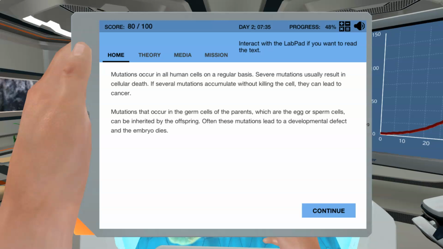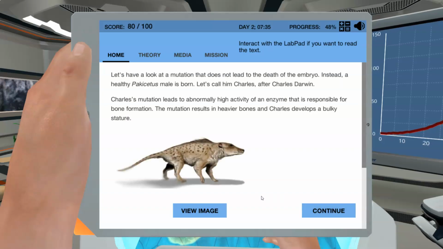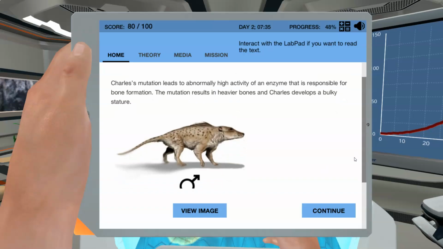Mutations that occur in the germ cells of the parents, which are the egg or sperm cells, can be inherited by the offspring. Often these mutations lead to a developmental defect and the embryo dies. Let's have a look at a mutation that does not lead to the death of the embryo. Instead, a healthy Peckycetus male is born. Let's call him Charles, after Charles Darwin.